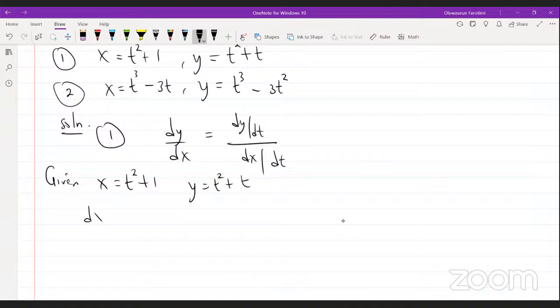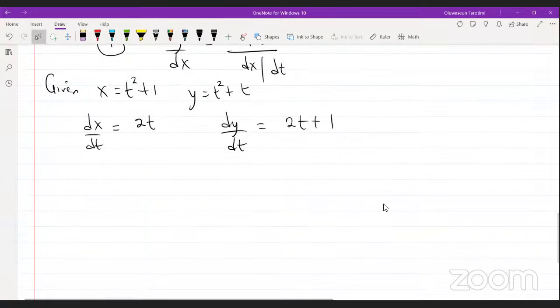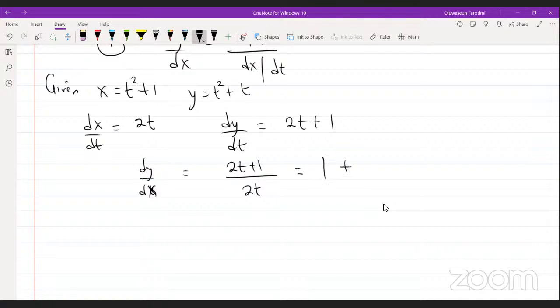So what is dx/dt, guys? Differentiate x with respect to t, you have 2t. What is dy/dt? Differentiate y with respect to t, you have 2t plus 1. All right. So what do we do? What is going to be dy/dx? dy/dx is dy/dt, so you have 2t plus 1 divided by, what is dx/dt? You have 2t. If you need to break this down, this is just 1 plus 1 over 2t. Okay, that's the first part.